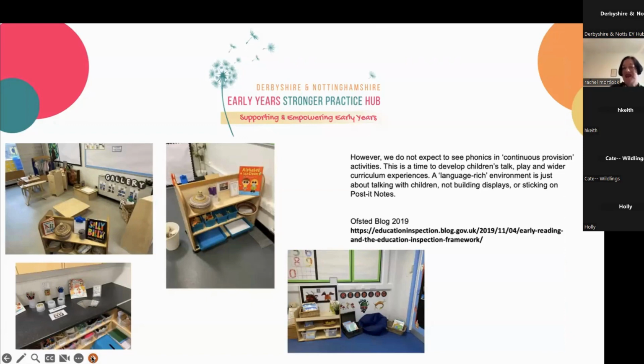So a reminder on this stage from the Ofsted blog in 2018, we do not expect to see phonics in continuous provision. It's a time to develop children's talk, play and wider curriculum experiences. A language-rich environment is just about talking with children, not building displays or sticking on post-it notes.